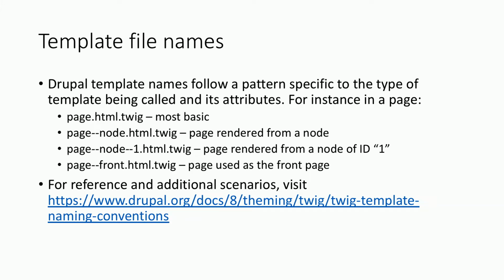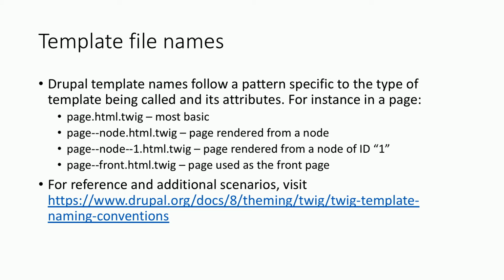Now let's say further, page-node-1.html.twig. If I had a particular node and I knew its ID, I could further enhance that twig that it's looking for if I knew the ID. Now that doesn't really work for us when we deploy code. We're not really deploying content, so we don't really have any idea what the node ID is going to be, so we don't really go at it with this method.